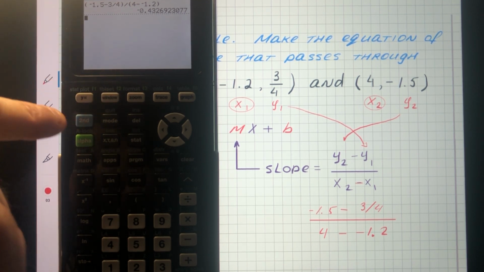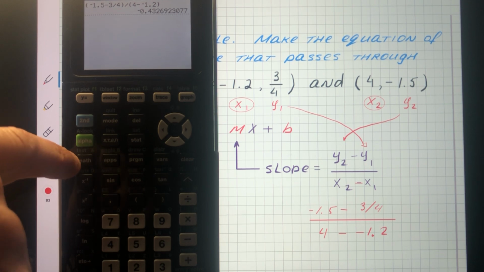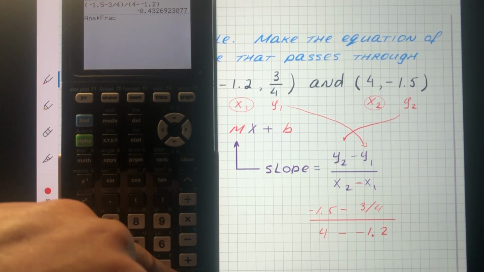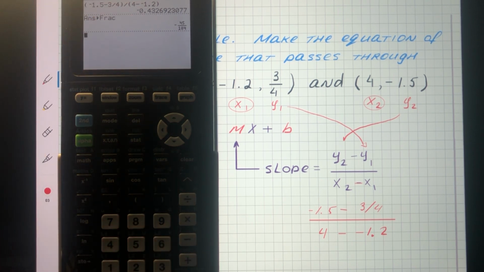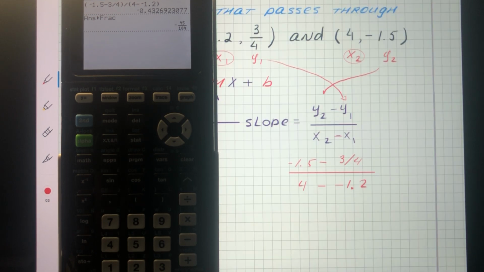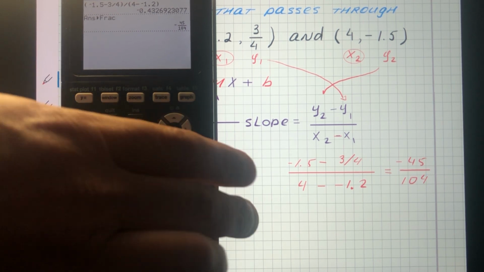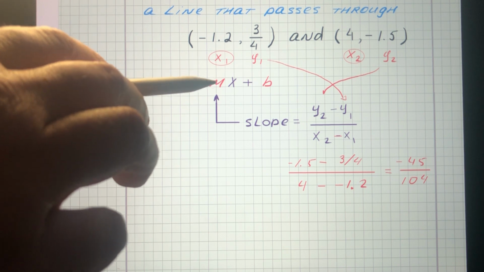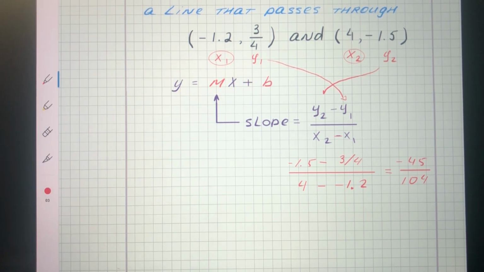Now let's turn it into fractions. To do this, we go to the math, and the first choice is into fractions. So we hit enter, enter one more time, and we get negative 45 divided by 104. This is the slope. It is negative 45 divided by 104. This is one of the two things that we needed to find for our equation of a line. So let's replace that information into the m, and then we will look for the b.